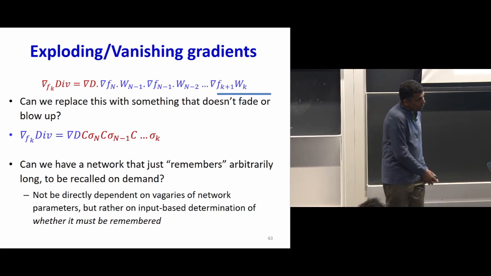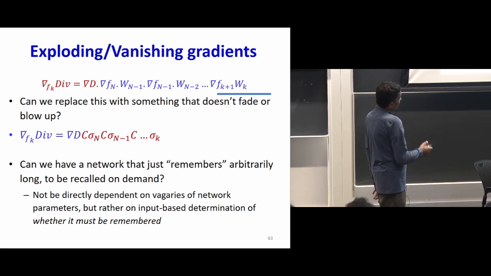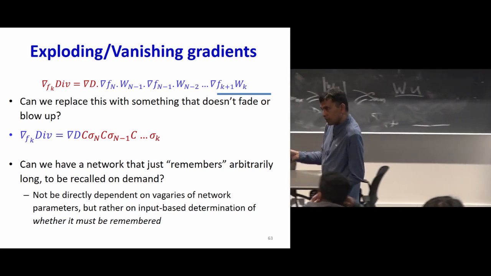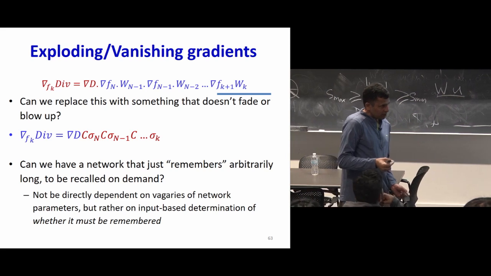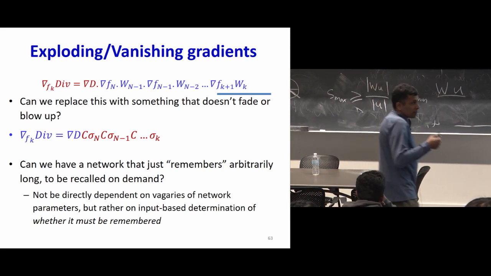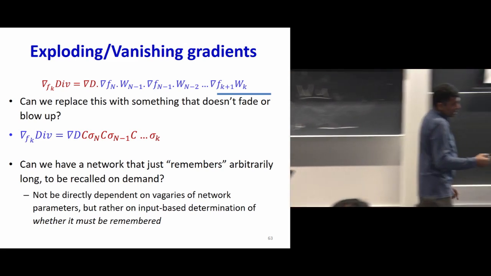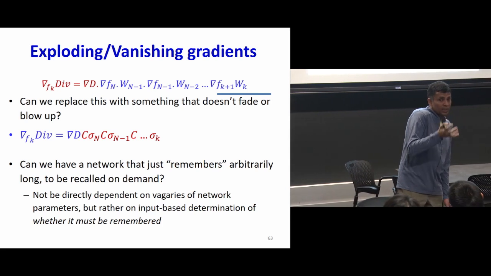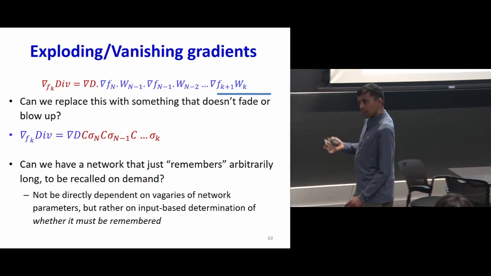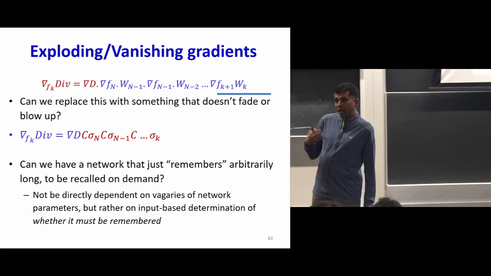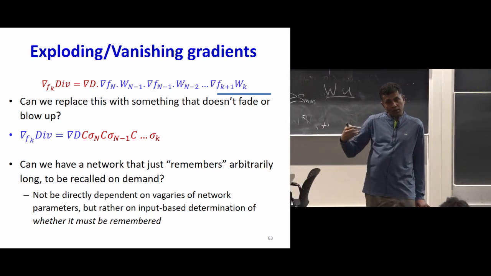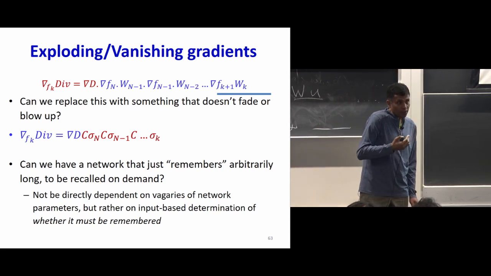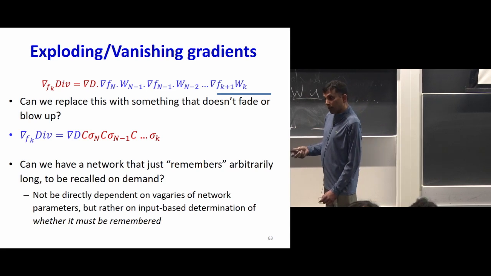You want memory to be held, and you want the memory behavior to be dependent not on the parameters of the network, but on the input. Whereas what we found so far was that the memory was dependent on the parameters of the network, and not so much on the input. It depended on the eigenvalues of the weights matrix. And that means it's dependent on the parameters of the network. Whereas I want to say, if I see an open parenthesis, I want to remember it. If it's some other gobbledygook, there's nothing to remember. So the memory must depend on the input. Whether something is forgotten must also depend on the input.